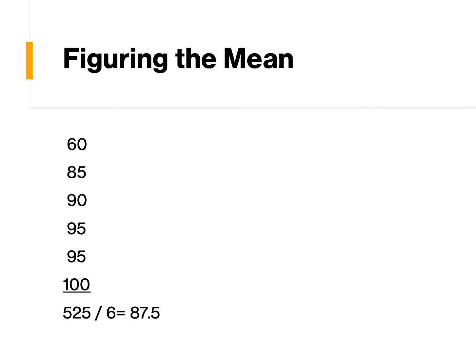The first step is to figure the mean. Adding those 6 test scores gives us a total of 525. Dividing that by 6, the number of tests, gives us a mean or an average score of 87.5.